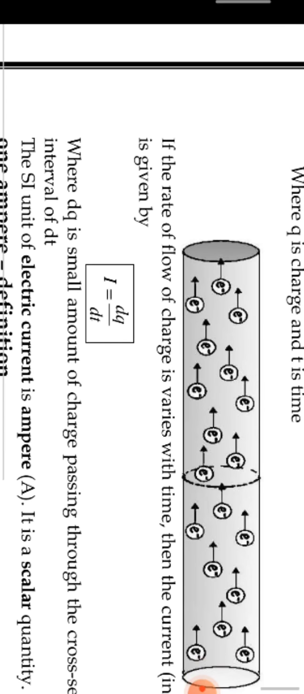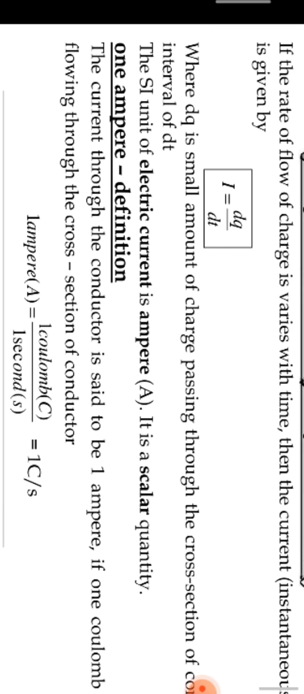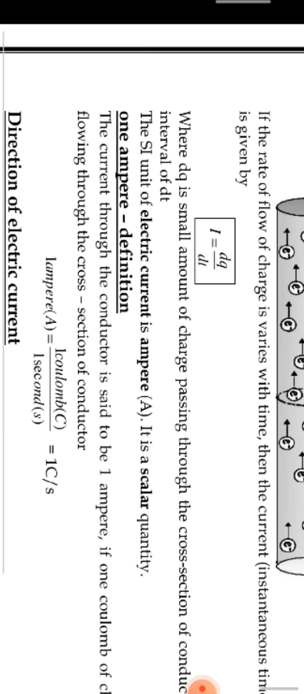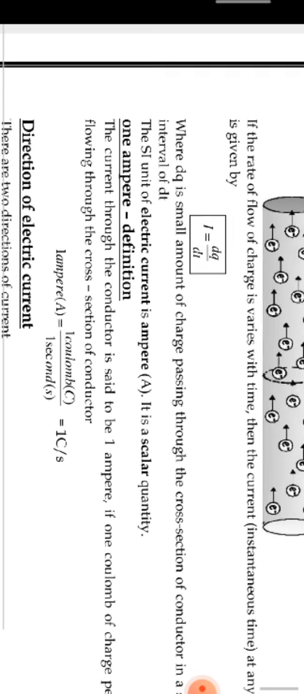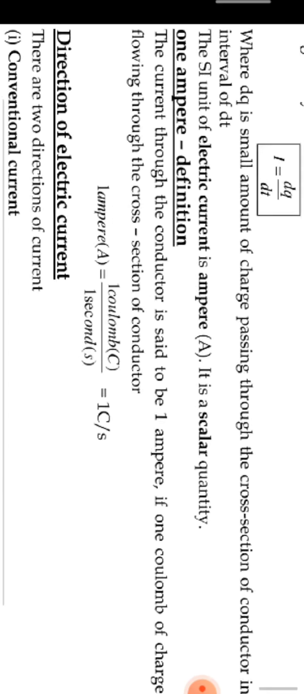Suppose the rate of flow of charge varies with time, then the current at any instant of time is given by dq by dt. I equals dq by dt. dq is nothing but a small amount of charge passing through the cross-sectional area of the conductor in a small interval of time dt.